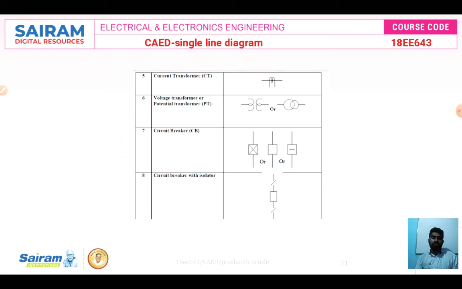Definitely, what happens is that the particular part is isolated, right? For repairing and maintenance work, isolators are very much required. Keep it in your mind, isolators are very much required for maintenance and repairing of electrical power system components.